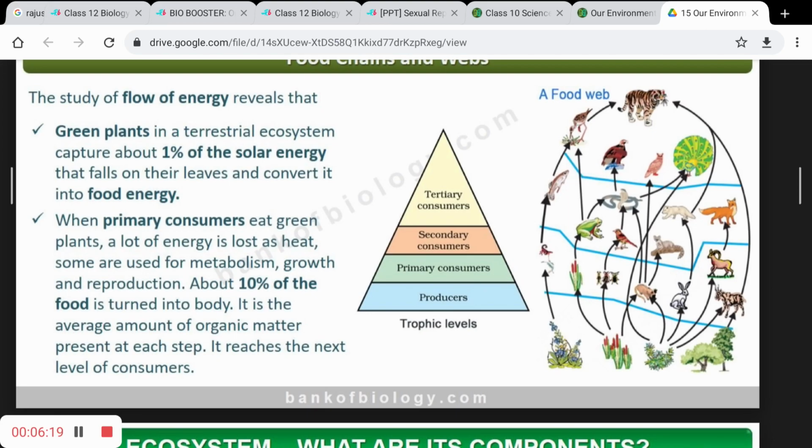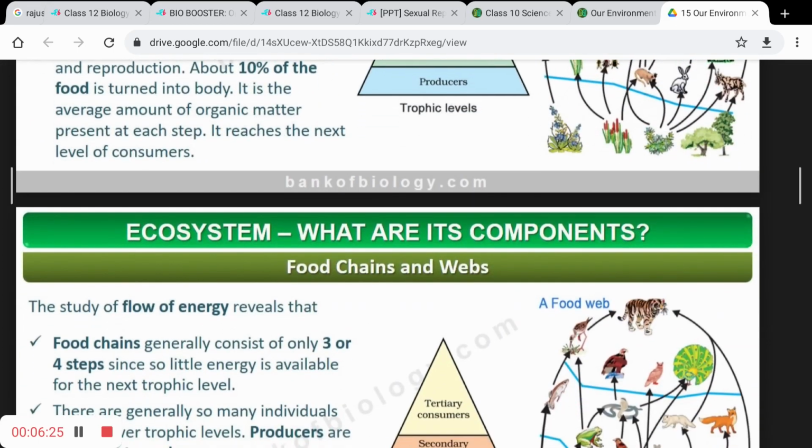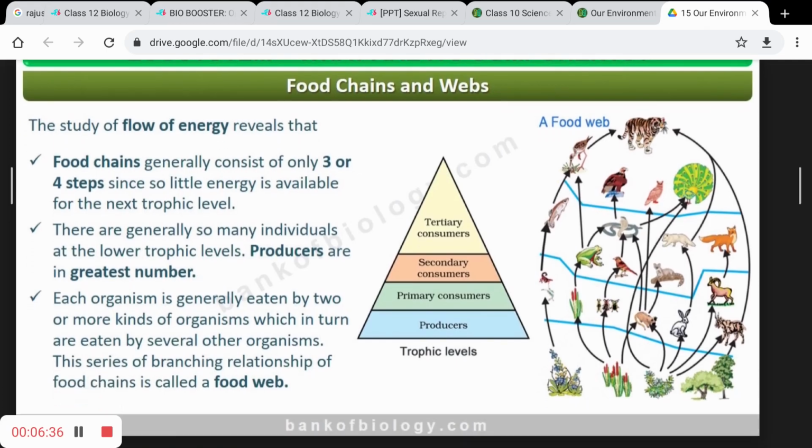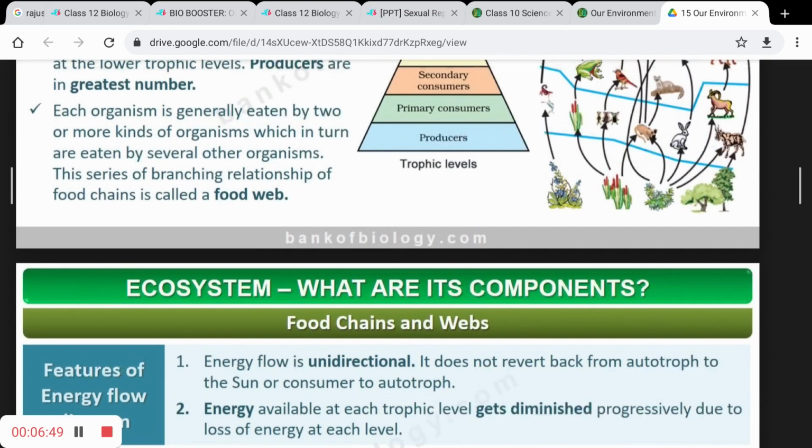Next, green plants capture 1%, and other organisms transfer 1% to 10%, 10% at each trophic level. So it is called the 10% law. The flow of energy reveals the same thing, with four steps: producer, primary consumer, secondary consumer, tertiary consumer. The higher the level, the topmost carnivore will get only a small amount of energy. They are consuming less food, so not much energy they are getting. Okay?